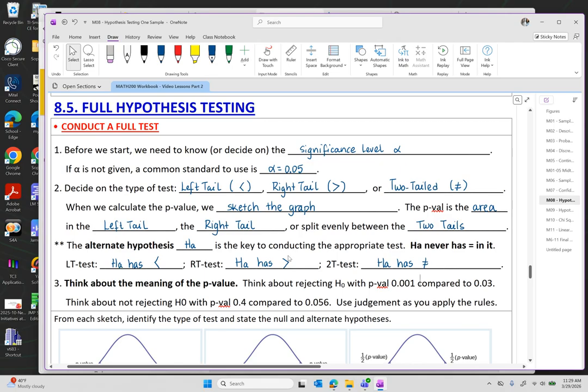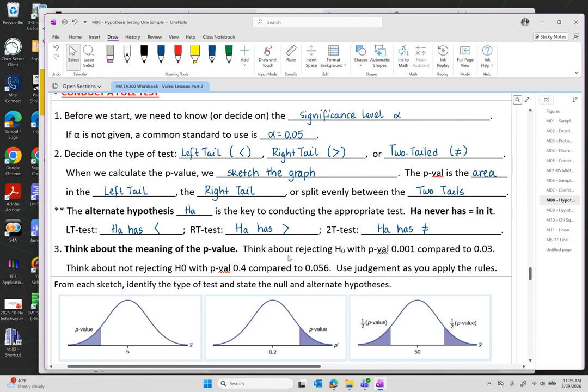So first, before you start a hypothesis test, you need to know, or you have to decide on the significance level alpha. If alpha is not given, then the standard would be to use alpha equal to 5%. You want to decide on the type of your test. Is it a left tail, a right tail, or a two-tail test? And this is determined by the inequality you are claiming, and that inequality is embedded in the alternative hypothesis. So the alternative hypothesis is the key to conducting the appropriate test.